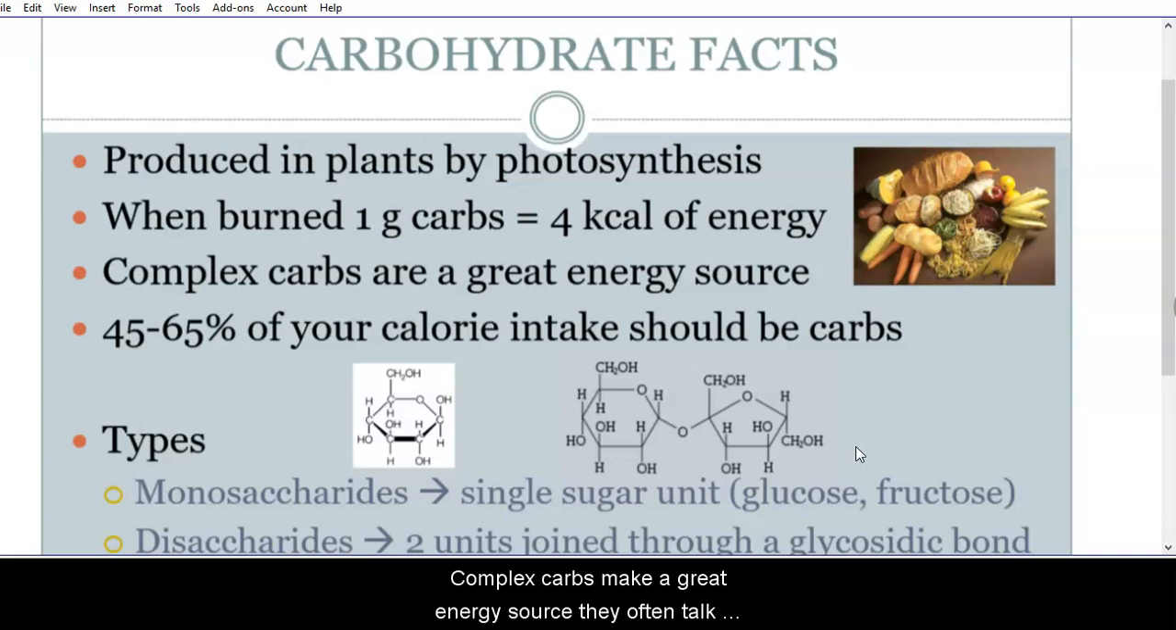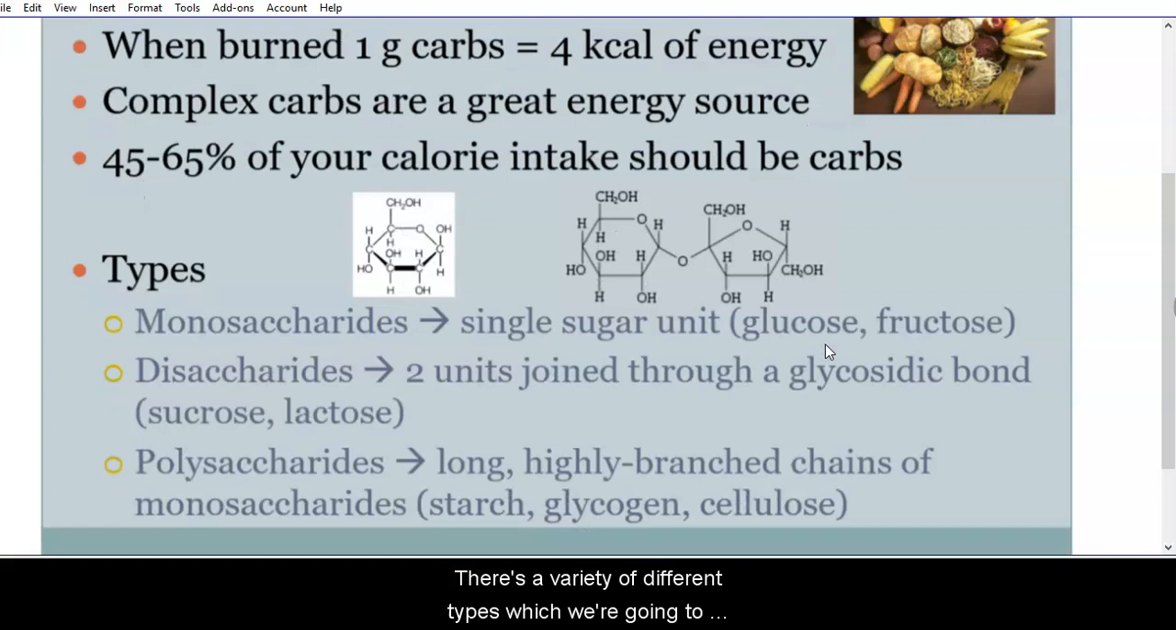Complex carbs make a great energy source. They often talk about eating pasta and things like that the day before a big race. And it is said that 45 to 65% of your calorie intake should be carbohydrates. There's a variety of different types, which we're going to cover in more detail in the next couple of slides, eventually throughout this PowerPoint.